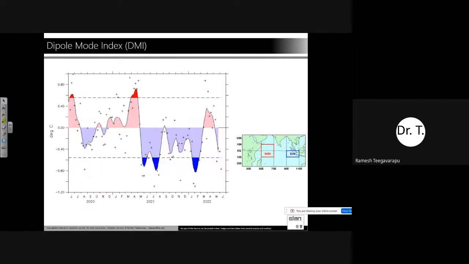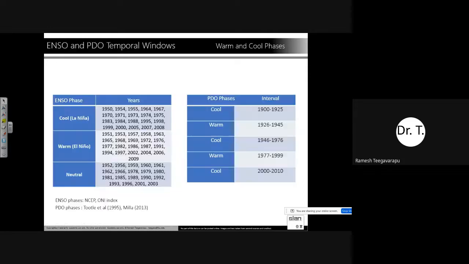So this is the dipole mode index. This is typically used for your IOD. It is clearly linked with that. So you can see that we are in a negative IOD, and that's basically measured between these two areas, the sea surface temperature differences. And you can see that being negative has a little bit of dampening effect on the La Nina, which brings a lot of rainfall for India. So that is something we need to look into.